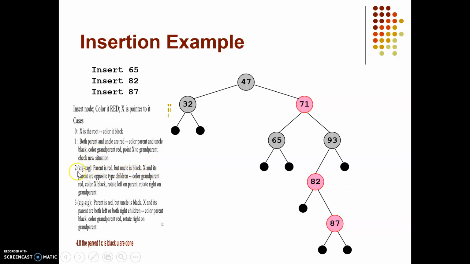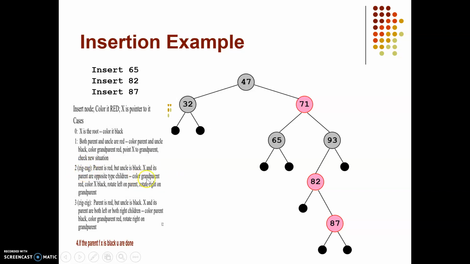We can have two cases, either zigzag or zig-zig. What is it saying in zigzag? This is my X. You need to check the direction. X is towards the right of its parent, and the parent is towards the left of its parent. This is left, this is right. So this is the zigzag case. That means X and its parent are opposite type children. Opposite type means one is towards left and the other towards right. If they are opposite type children, we have to do certain rotations.